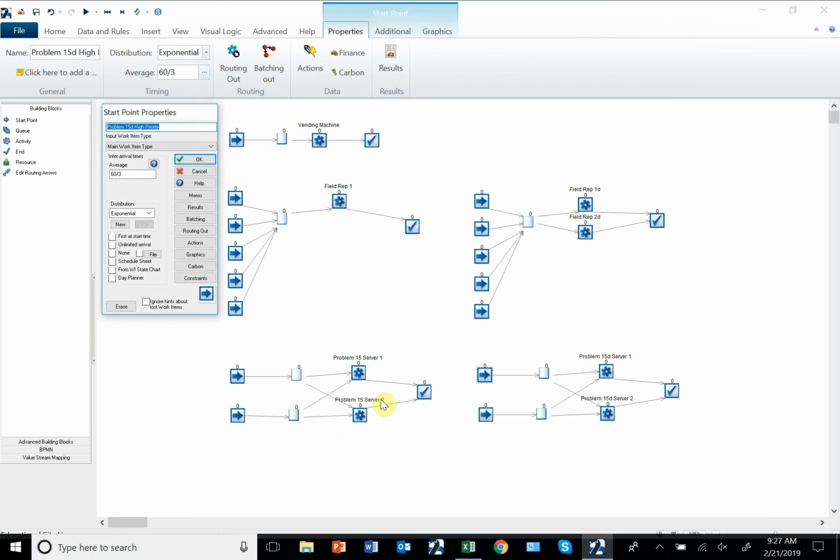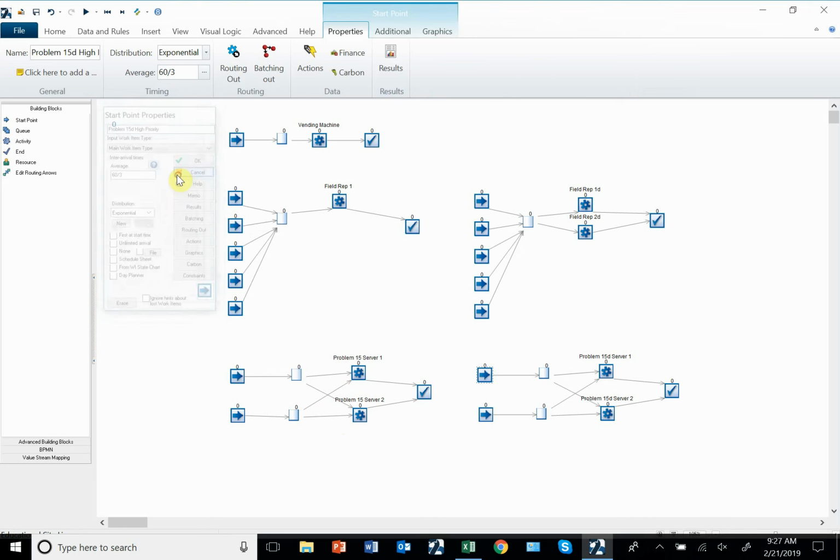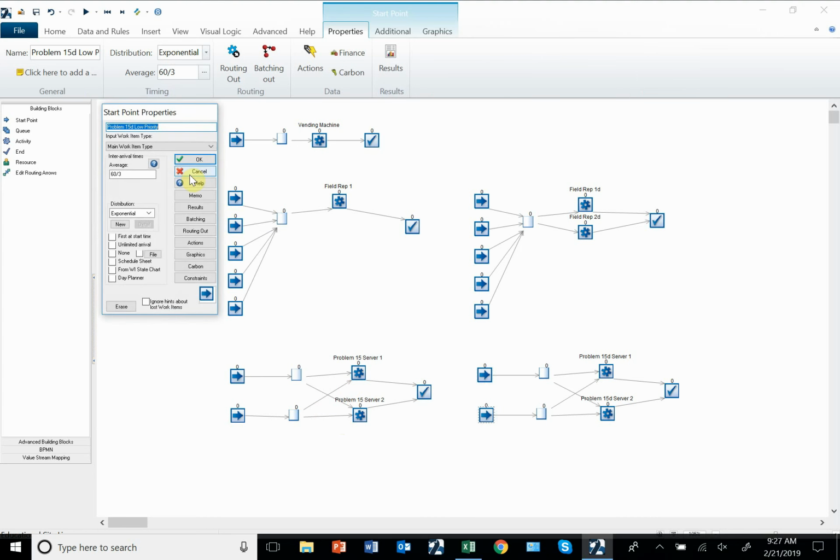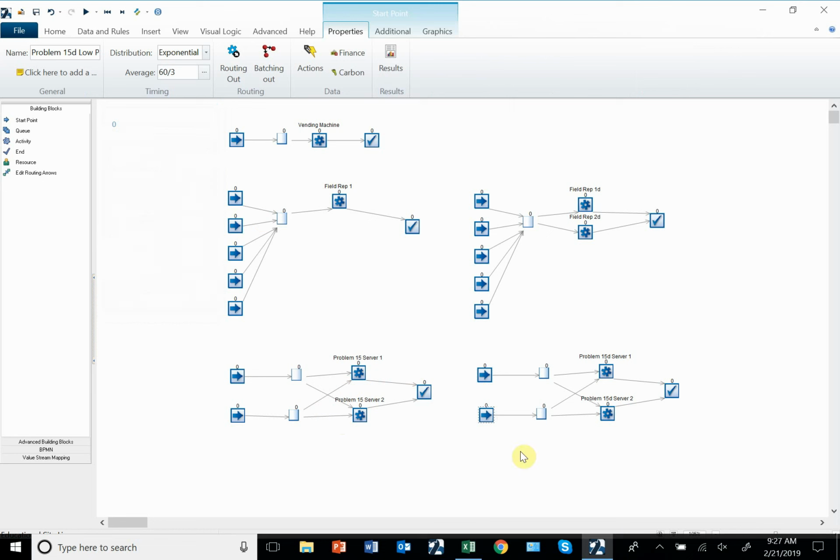So basically what they want is to convert these to both where they're showing up every 20 minutes. So I made that one 60 over 3, and it used to be 60 over 4. I made this one 60 over 3, and it used to be 60 over 2.